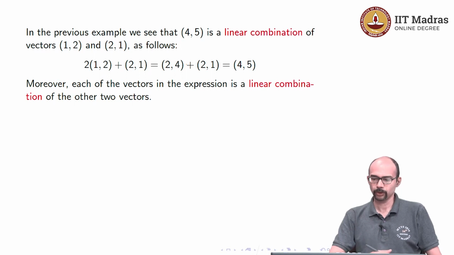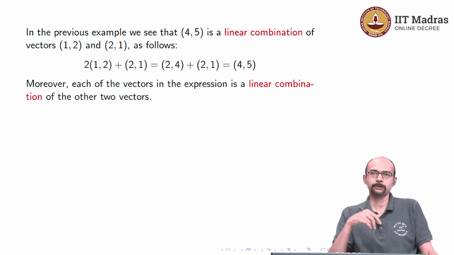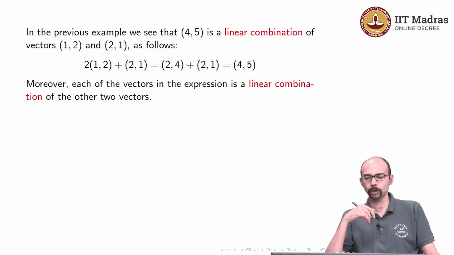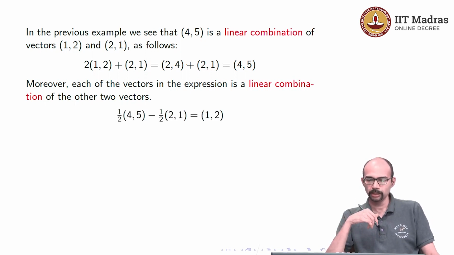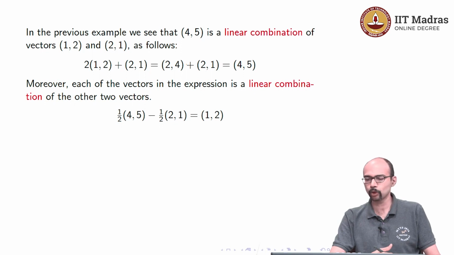and the working out is clear. Okay, and we can say more, right? Each of the vectors in the expression is a linear combination of the other two vectors. So what are the three vectors we are talking about? We are talking about (1, 2), (2, 1) and (4, 5). We have expressed (4, 5) as a linear combination of (2, 1) and (1, 2). So instead we could express (1, 2) as a linear combination of (4, 5) and (2, 1). This is clear, right? Because you can take (2, 1) on the other side and you can divide by half.